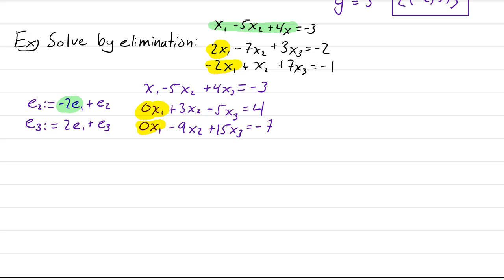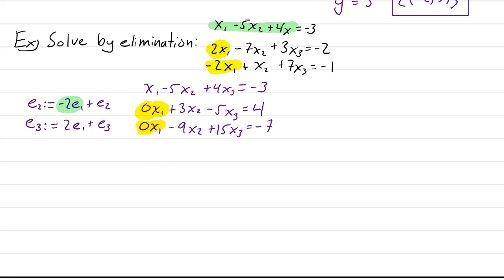And with the last one here, it should also all work out. So if you do 2x1 minus 2x1, that gives you 0 x1. Did I just say x2? I meant x1. And then 2 times negative 5 plus 1 is negative 9. 2 times 4 plus 7 is 15. 2 times negative 3 plus negative 1 gives you negative 7. All right, so now we've got two equations here that both have the x1 eliminated from them.